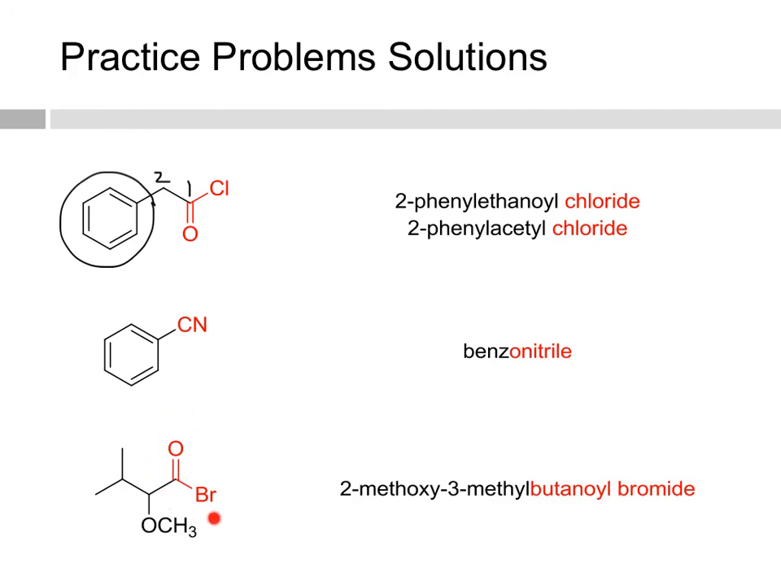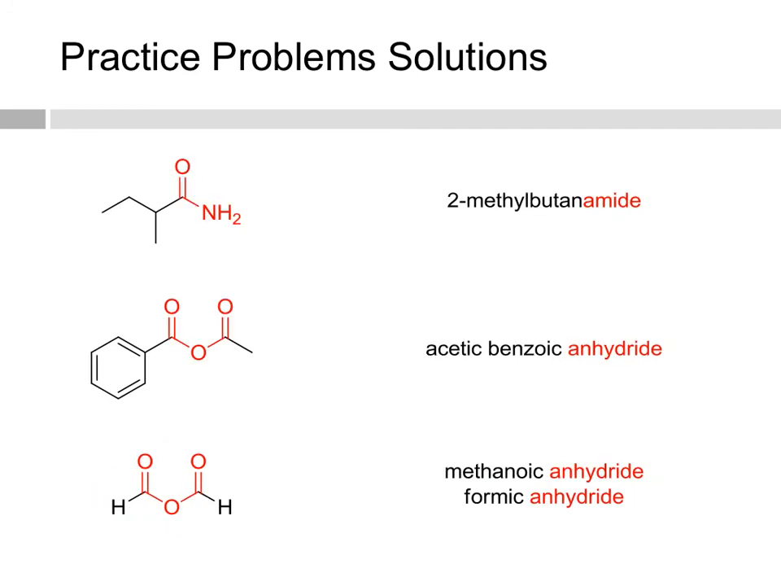We have an acid bromide here. In this case, we do need to name each of these branches, and so the name is 2-methoxy-3-methylbutanoyl bromide. Now let's look at these last 3 compounds. For this amide, we have no substitution on the nitrogen, so we just have to name the parent carboxylic acid. We have 4 carbons, and we've got a 2-methyl group. And so this is 2-methylbutanamide.